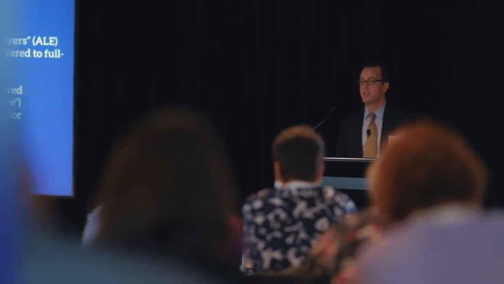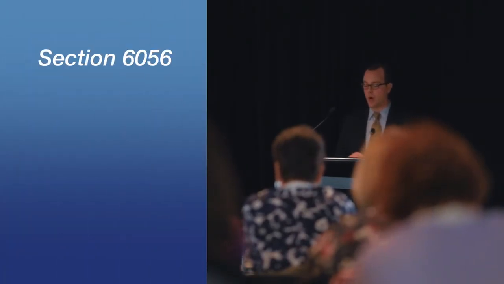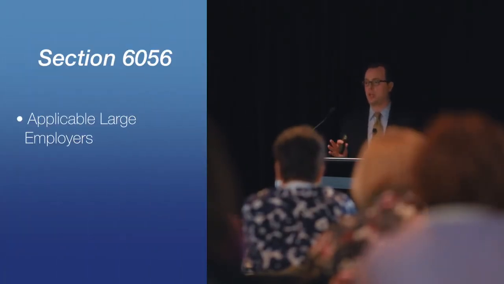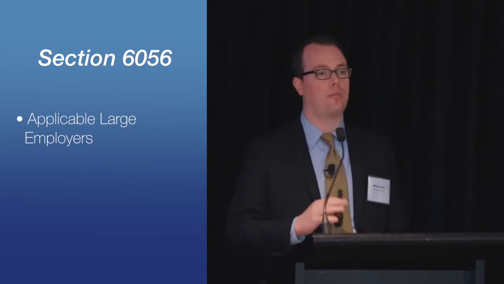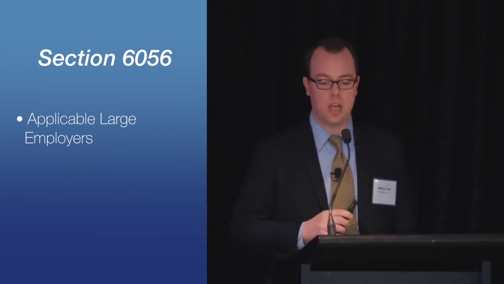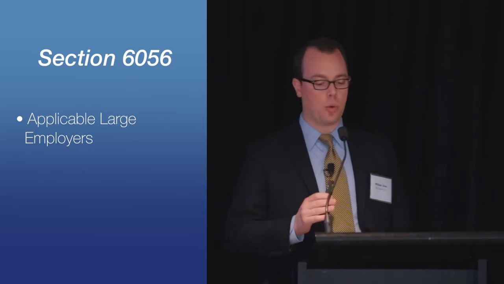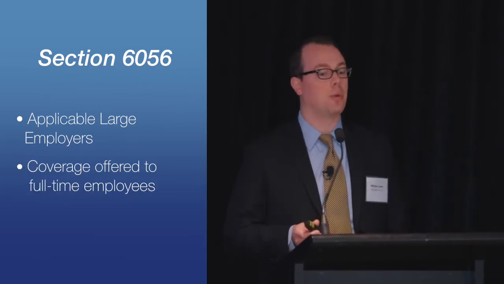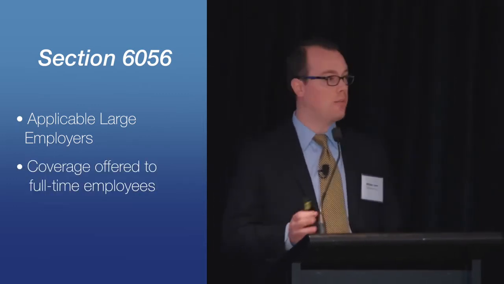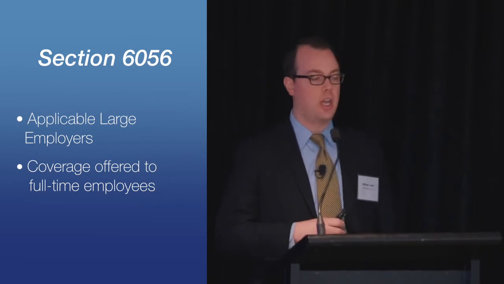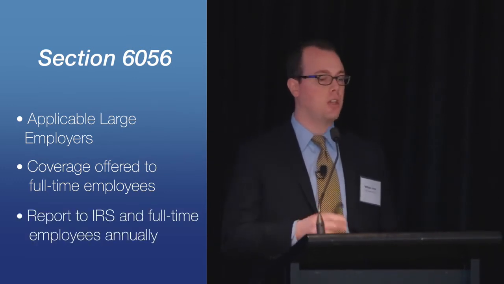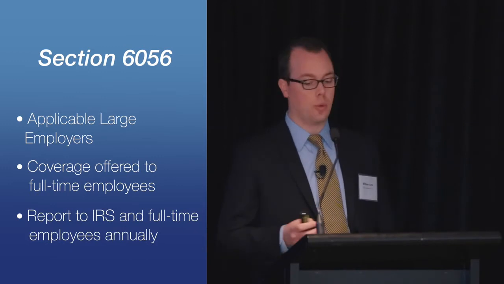Second, we have IRC Section 6056. This requires all applicable large employers, again, anyone with 50 or more full-time or full-time equivalent employees, to prepare annual reports regarding coverage offered to full-time employees. This applies to both self-insured and fully insured large employers, and it involves reporting to both the IRS and full-time employees on an annual basis.